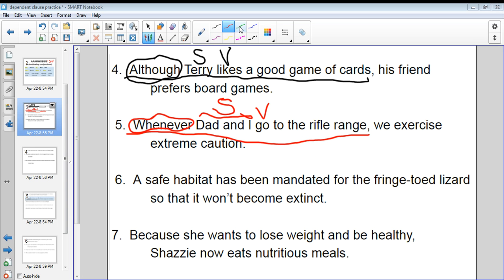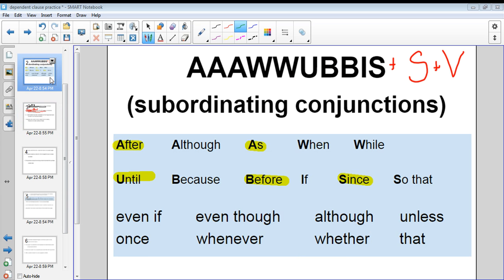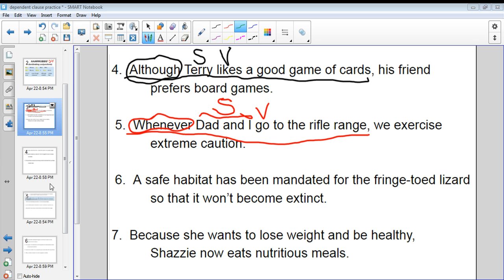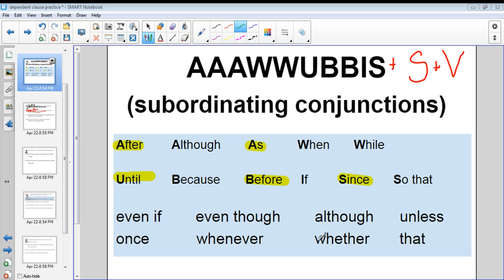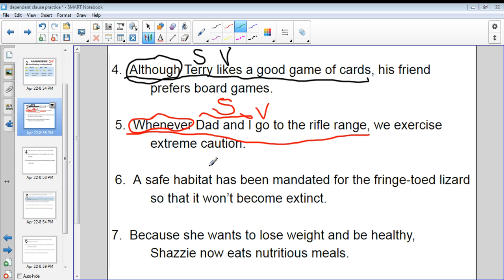Number 6. A safe habitat has been mandated for the fringe-toed lizard so that it won't become extinct. I'm going to go back to my list, look for the word on this list that's in the sentence, and I see that, but I see so in front of it. And if I look over here, I do have that by itself, but when it's with so, we want to go with the one that has a greater context with it.